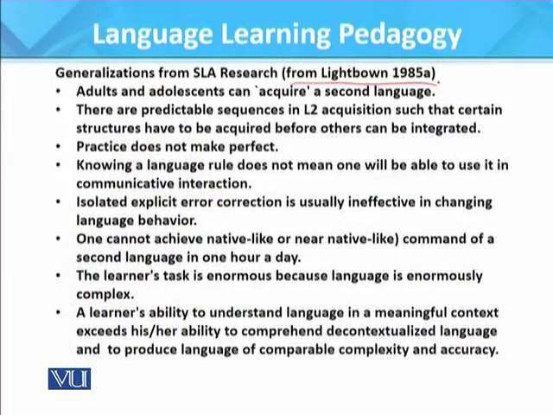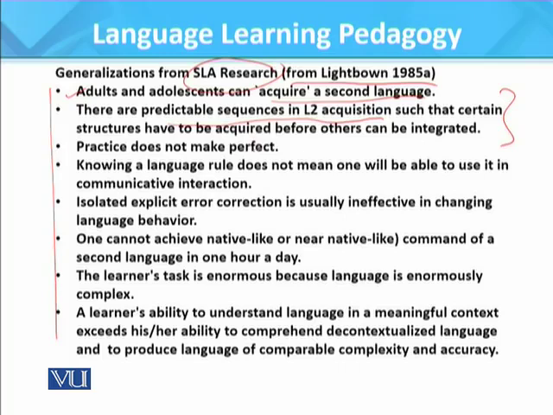Lightbown has drawn certain generalizations from second language acquisition research, and these are useful generalizations that can help teachers develop their understanding of teaching pedagogies and approaches. Number one is that adults and adolescents can acquire a second language. So teachers need to develop their methodologies and approaches based on this. Second is that there is a predictable sequence in second language acquisition such that certain structures have to be acquired before others. So designing any lesson, they need to take help from this particular research.